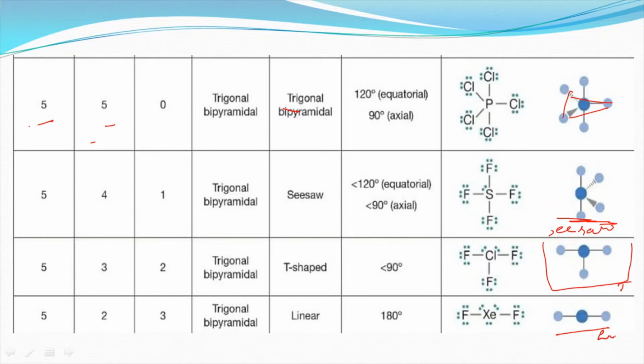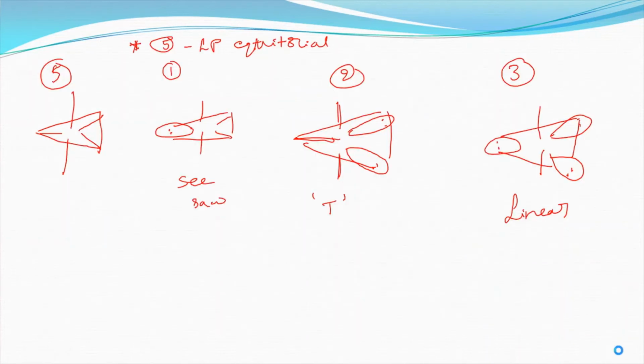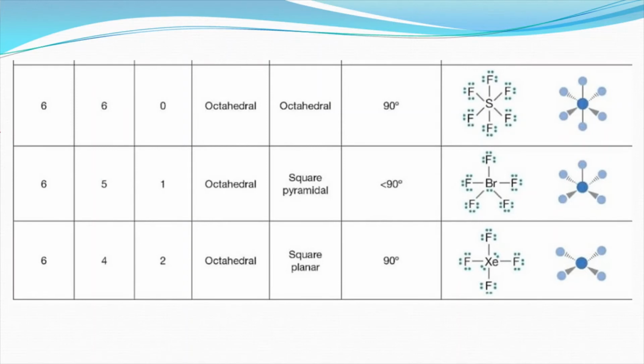This is linear. Okay, coming to the next one, that is 6 electron groups, 6 bond pairs, 0 lone pairs, octahedral. So octahedral is also known as square bipyramidal. You should note down this point. So octahedral is also known as square bipyramidal. So this is the shape of the molecule.